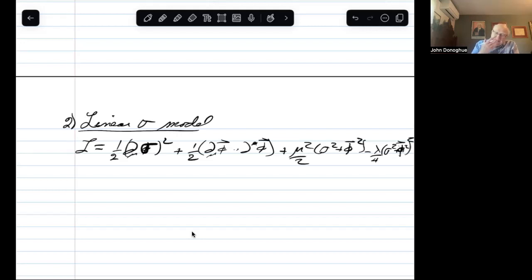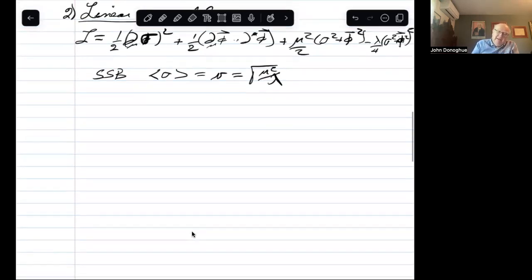Okay, so this is basically the Higgs sector of the standard model. So you've all seen it before. The spontaneous symmetry breaking with the expectation value of sigma is v, which is the square root of mu squared over lambda.